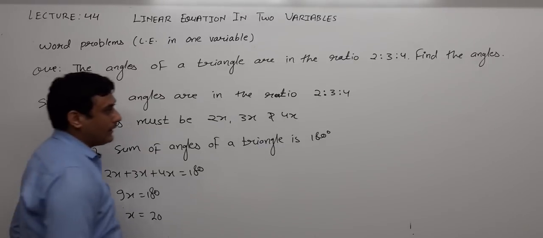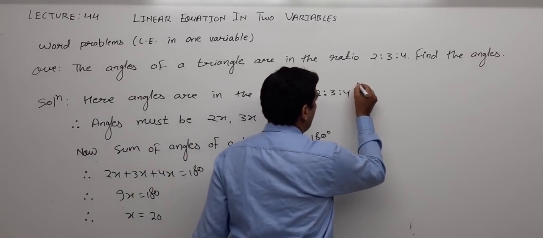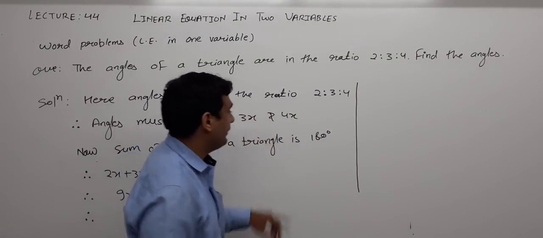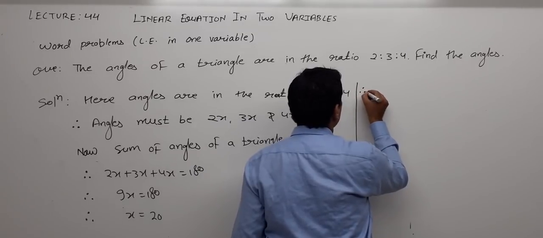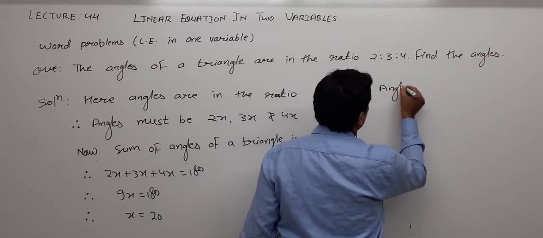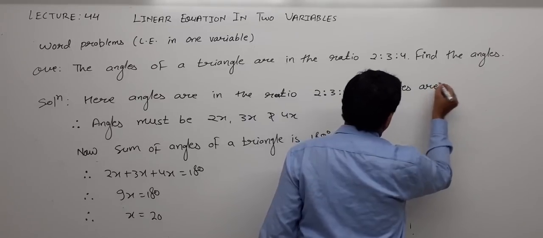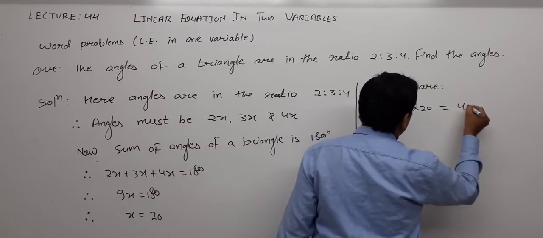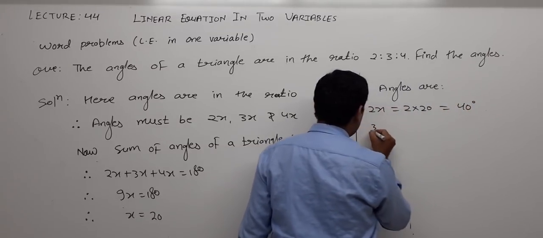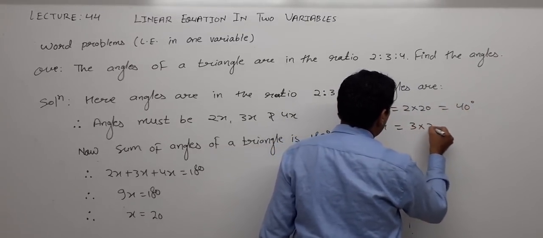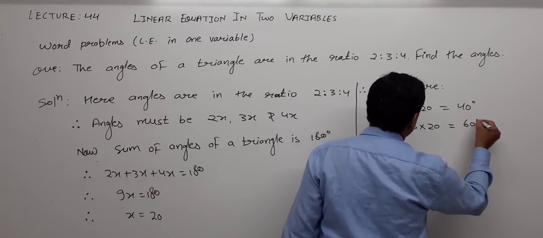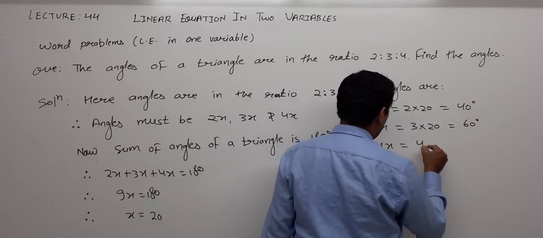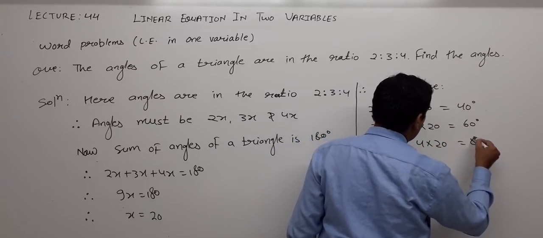Okay, now as soon as I got the value of x, it is very easy to get the measure of the angles, because we have the measure of angles in terms of x. So therefore, the angles are 2x, that is 2 into 20, that is 40 degrees. 3x is equal to 3 into 20, that is 60 degrees. 4x is equal to 4 into 20, that is 80 degrees.